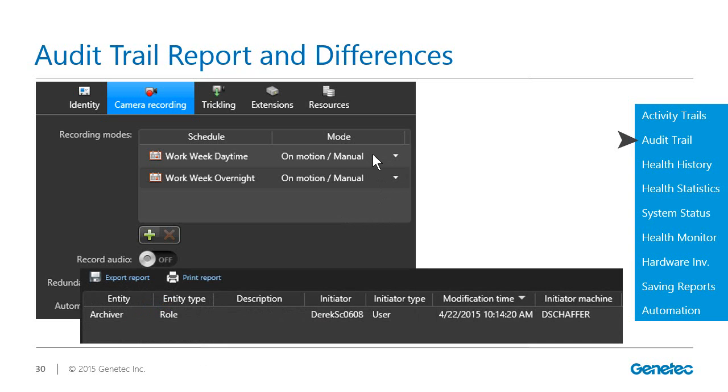We can run an audit trail report, take a look for any changes made for that archiver. Now we won't see the actual change in the description just yet, but we know something was modified for that role, and we can see when it was done and at least the machine that it was done on as well. So we can go question whoever made that change, and we know at least that they made a change to the archiver at that time.